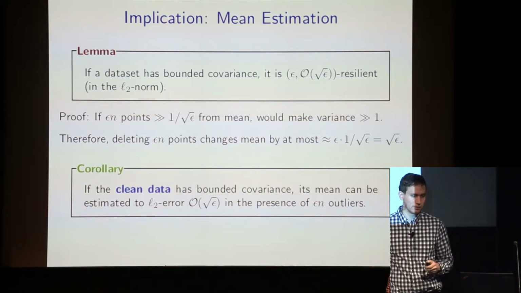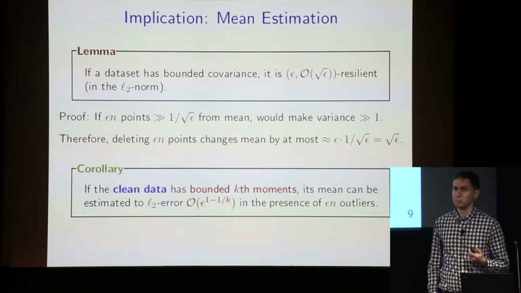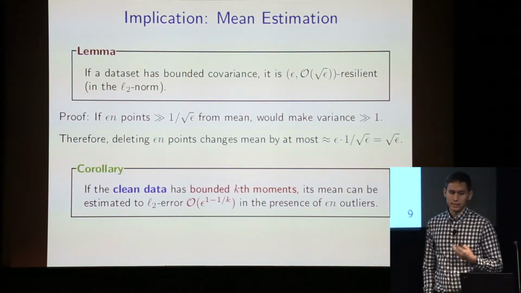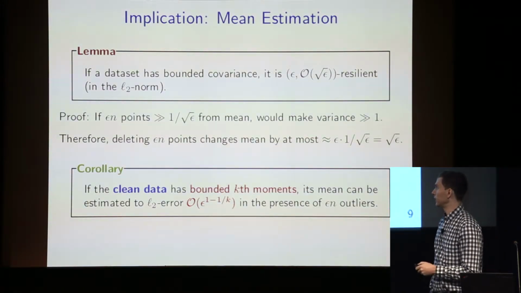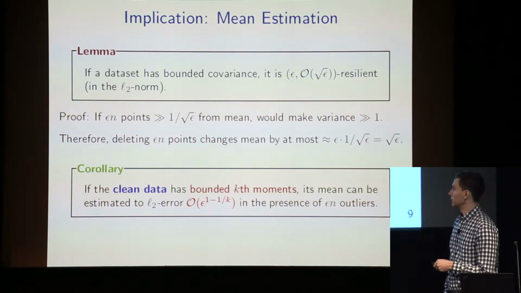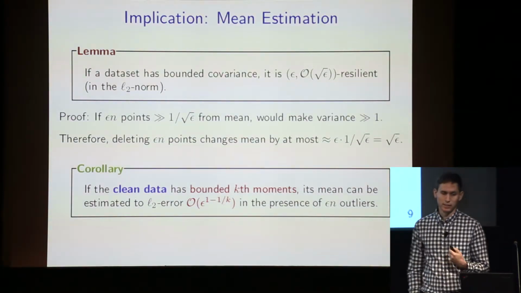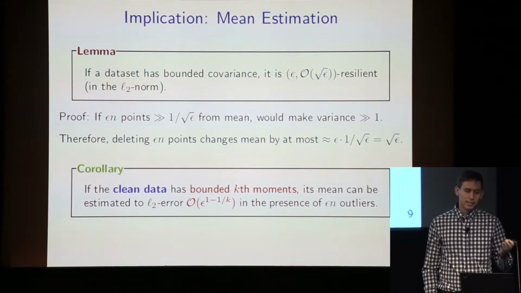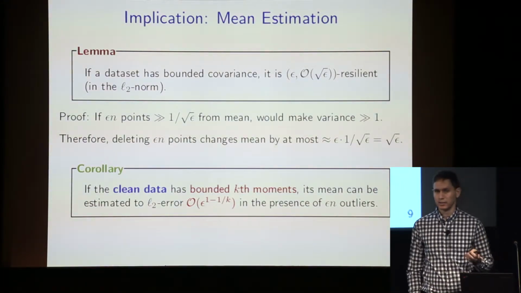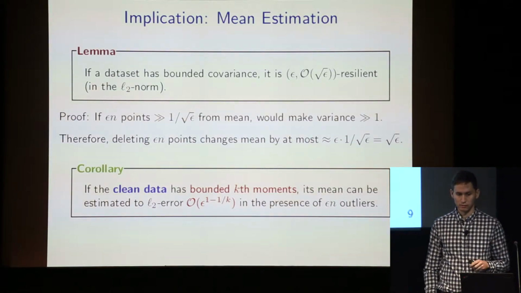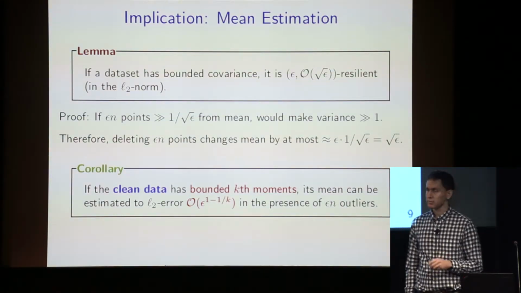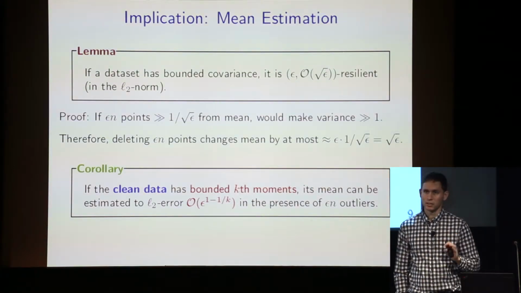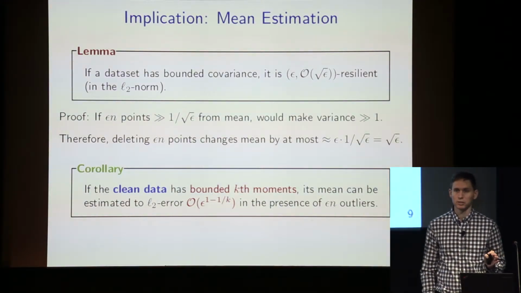And we can sort of generalize this. So if instead of bounded covariance, we have bounded kth moments, then the mean can again be estimated, where now instead of epsilon to the 1/2, we have epsilon to the 1 minus 1 over k. And eventually if you had all of your moments, you're going to get something like epsilon with polylog factors at the end of the day. So this is the first set of results, which is applying resilience in the L2 norm.